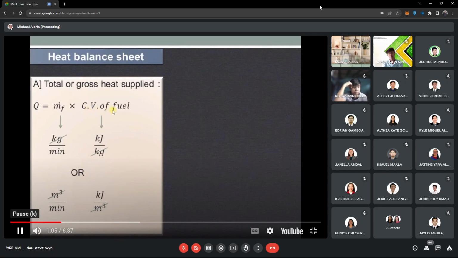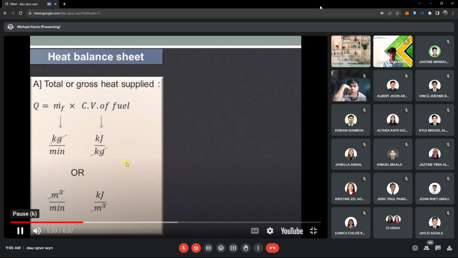Now the calorific value of fuel, suppose we take into consideration the meaning of this particular calorific value of fuel, then kilojoule per kg. It means that by burning 1 kg of fuel, the amount of heat that is liberated is known as what? The calorific value of fuel. In case of petrol or diesel, the average value of the calorific value of fuel is 44,000 kilojoule per kg.